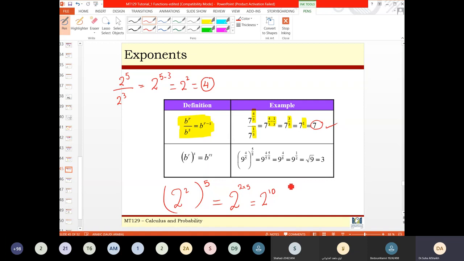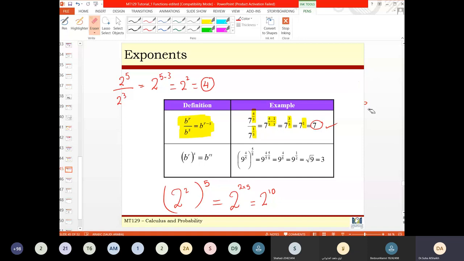If the base is different, we cannot. Say I have 2 to the power 5 and down there I have 5 to the power 2 or to the power 3. Can I do anything about this? I cannot. The base is not the same. I cannot do anything about this. You have to calculate each one of them.